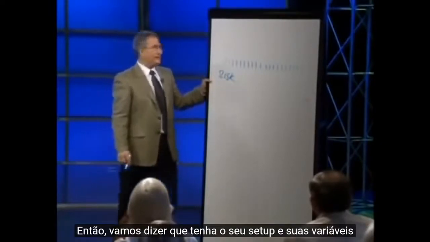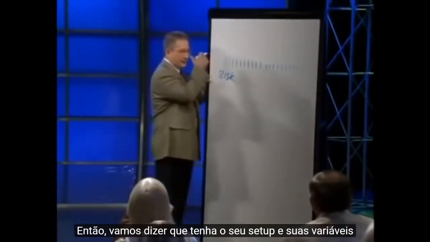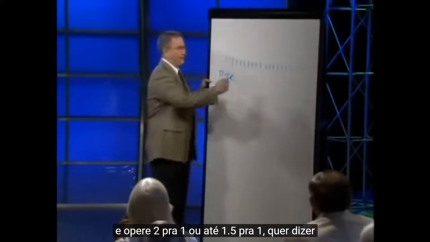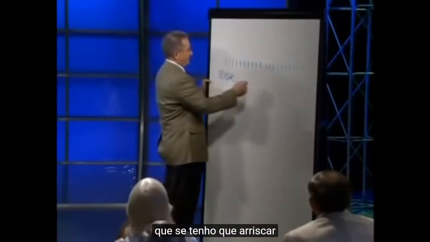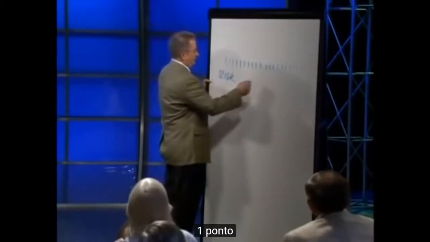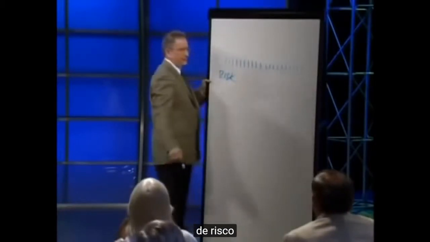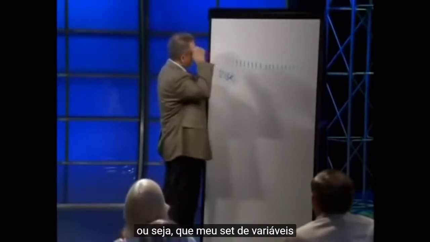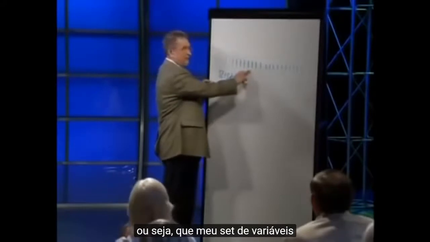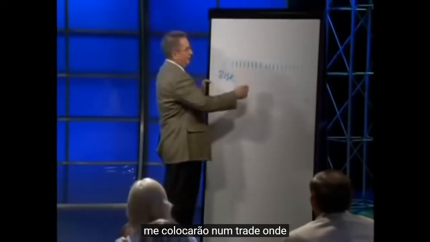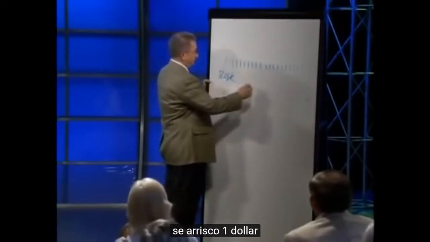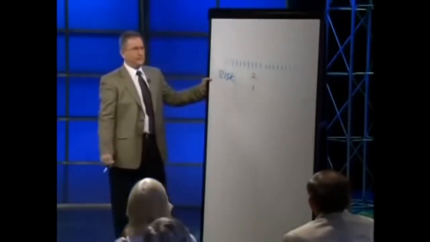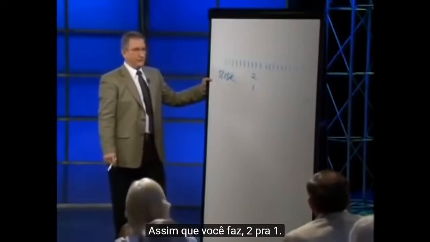So if you can get a set of variables, let's say even 2 to 1, or even 1.5 to 1, meaning that if I have to risk 1 point of something, even if it's, let's say, in stocks, if I have to risk $1, my entry variables will get me into a trade where if I risk $1, I'll get $2 60% of the time or 50% of the time. Then that's what you do. You do 2 to 1.